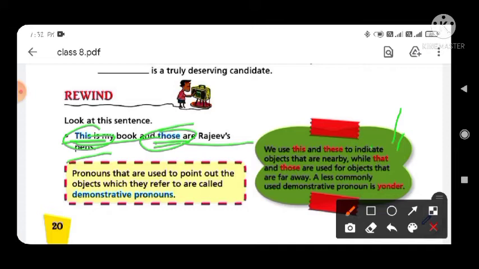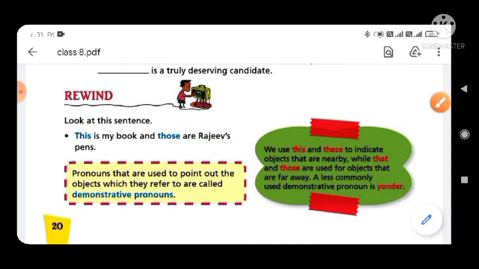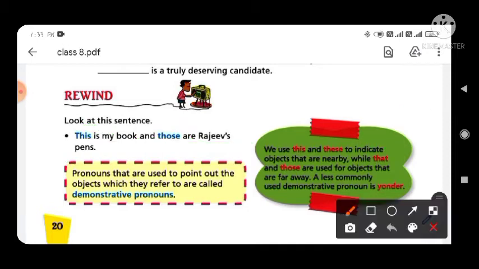So this, these, those and that are the demonstrative pronouns. And one more thing: if you get a sentence and it is difficult to identify whether the word is an adjective or a pronoun, then you have to look at the sentence carefully. There are only four demonstrative words: this, these, those and that.